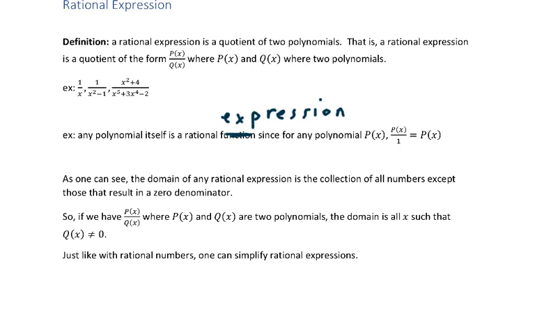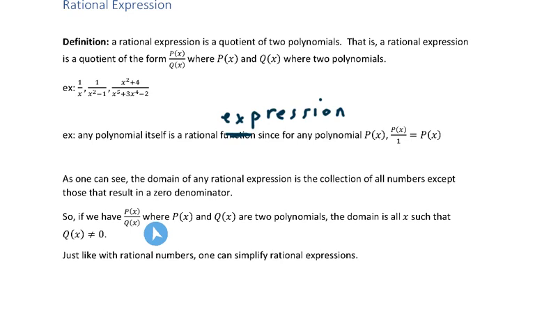Now, when are these defined? Well, we know you never want to divide by 0. So rational expressions are defined, that is, their domain is all numbers except the ones that make the denominator 0. Here, I'm just writing this out symbolically.